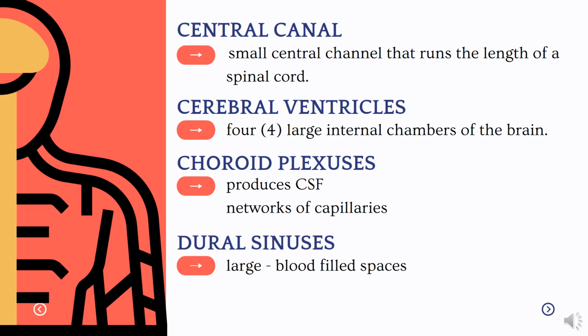Choroid plexus, a network of blood vessels in each ventricle of the brain, derived from the pia mater, produces the cerebrospinal fluid. Dural sinuses are venous channels found between the endosteal and meningeal layers of dura mater in the brain.